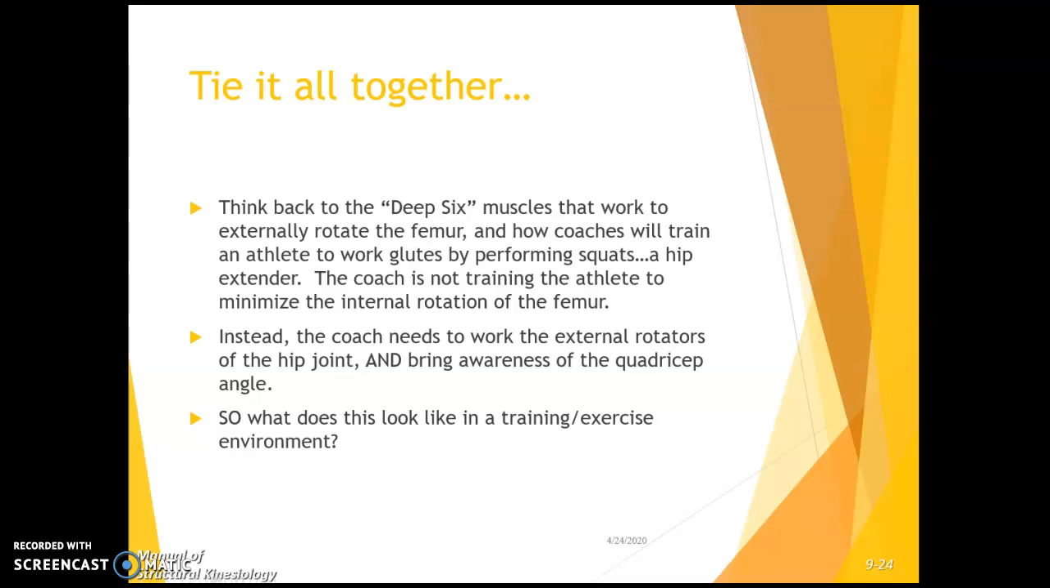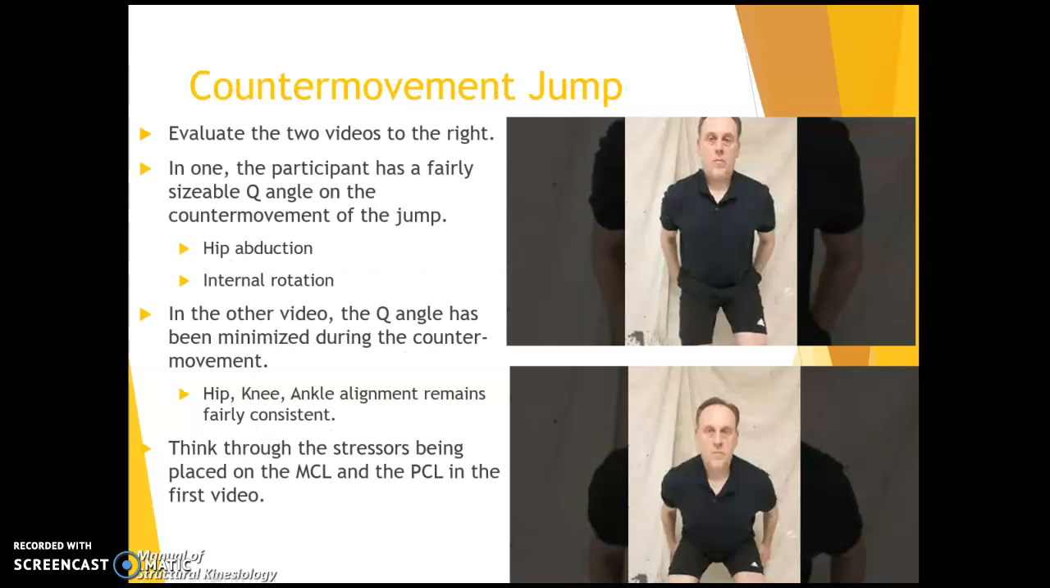So when you look at this and you look back at those deep 6 that I reflected on a little bit earlier, they become important in keeping the femur from internally rotating and putting the body in a bigger or greater Q angle, specifically valgus, where the knee buckles in. And if you look at this from an exercise standpoint, more dynamic, it looks like this, right?